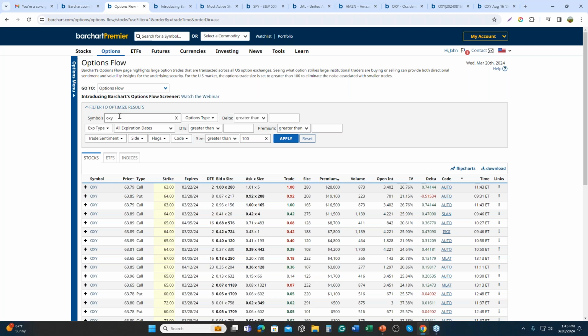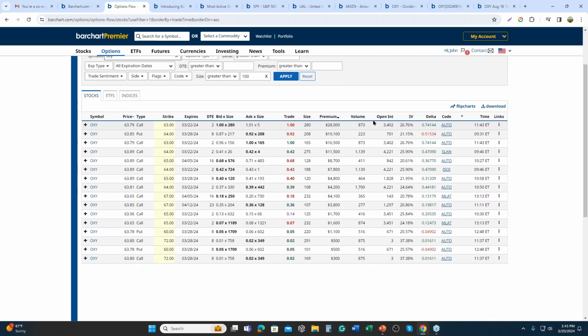Now, before I start this discussion, I have to give full disclosure. I do own Occidental in my portfolio, and if you're not familiar with Occidental, this is one of the stocks that Warren Buffett has been consistently purchasing, and that's mainly the reason why I'm in this trade.